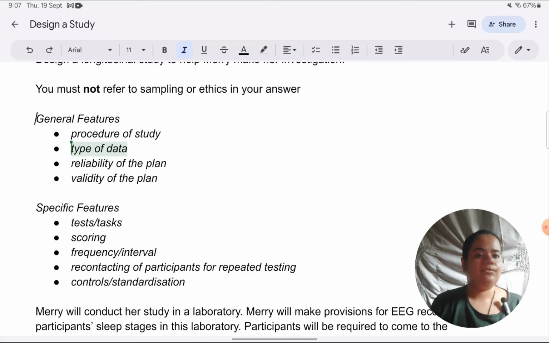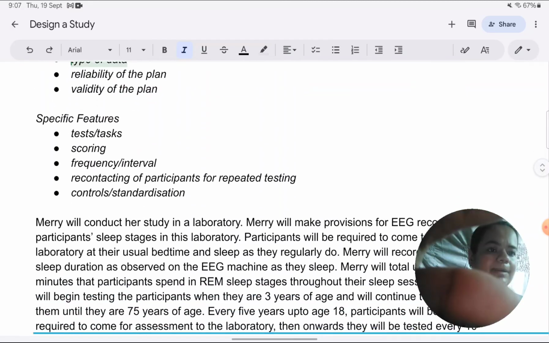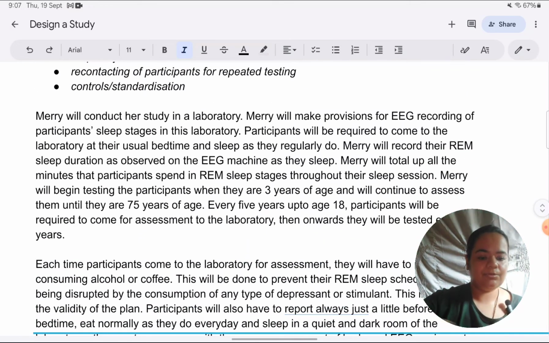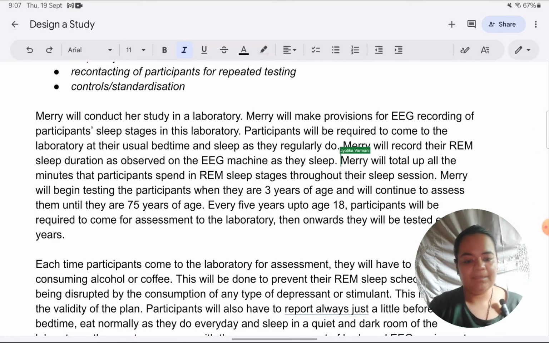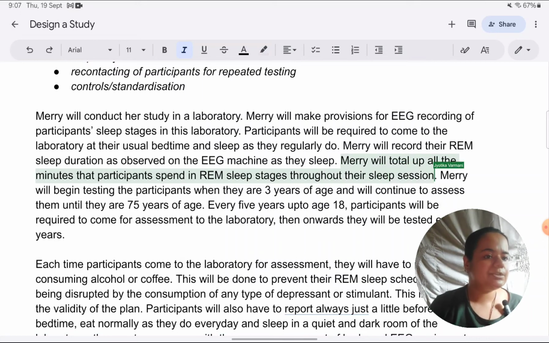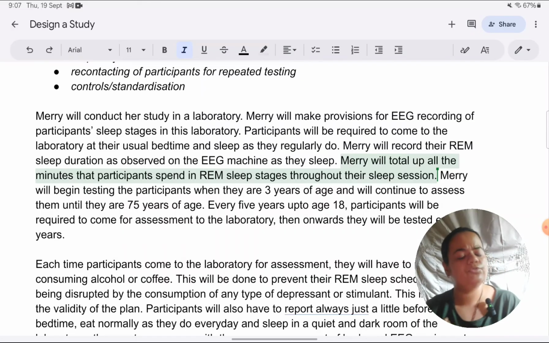Okay, so coming to type of data, I have mentioned somewhere in the plan, I'll just highlight it, that Mary is going to be totaling up the minutes that they are spending. It's understood it is quantitative data, but we need to specify that quantitative data is being collected. So when they say type of data, they just want you to literally state what type of data it is and why you're saying that it is that type of data.